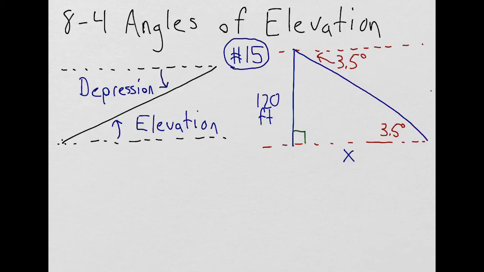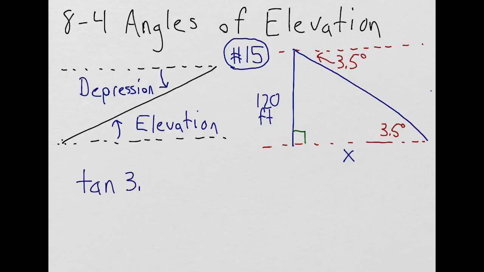It's just what we've been doing in the past two sections. I want to find x. I have this side, and I have that angle. Looking at this angle, what sides do I have? This side right here, that 120 feet, is opposite to it. That x is adjacent to it. Well, what trig function uses opposite and adjacent? That's the tangent function. So let's use that.